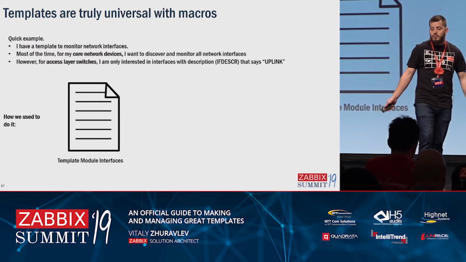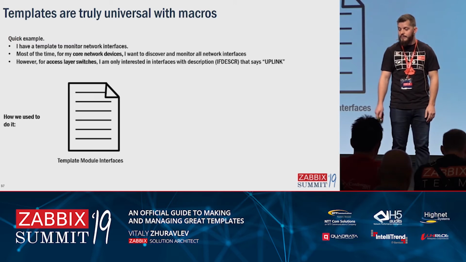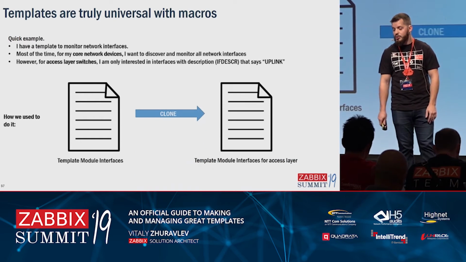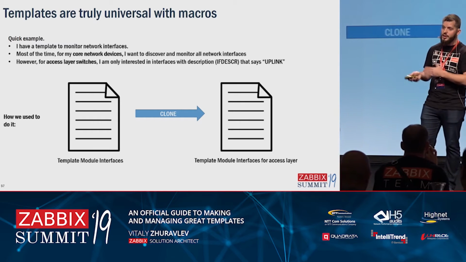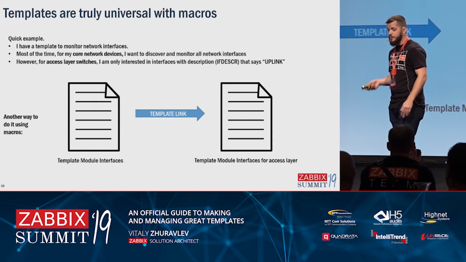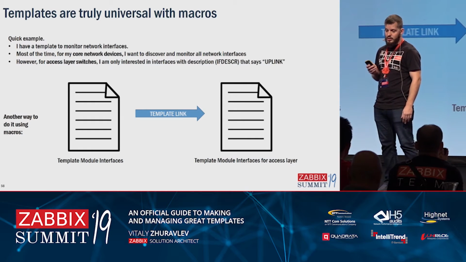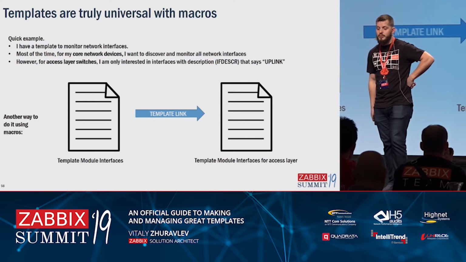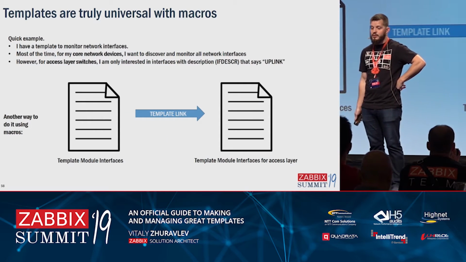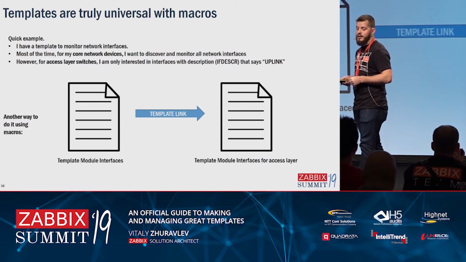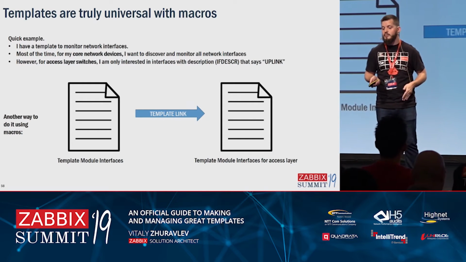Well, we used to do it like that. You have your original template, then you just clone it, and now you have two templates. And in the second template, you can change such a filter the way you want. Well, there could be another way to do it using macros. Instead of just cloning it, we can create an empty template and then just provide a link to the first template.